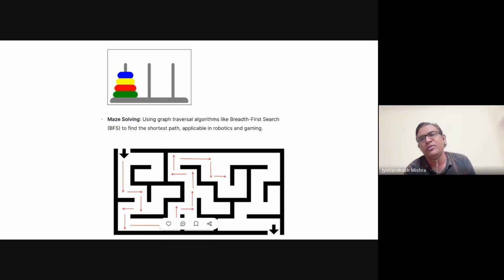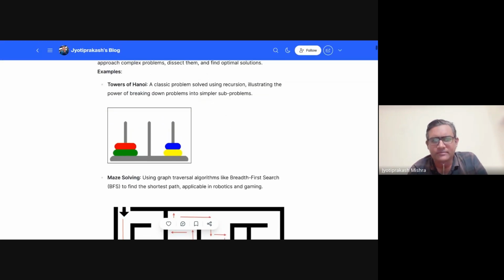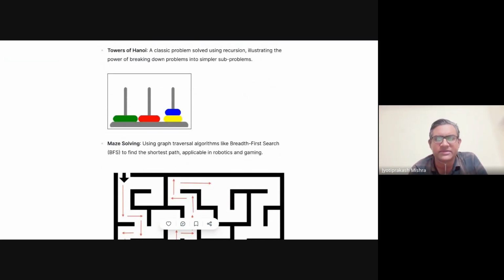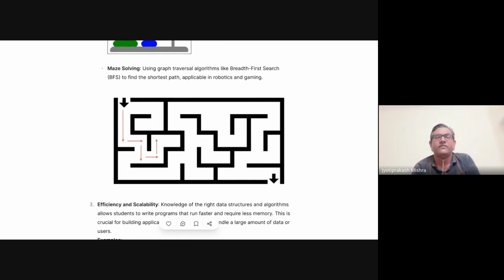But how will you be able to do that unless you have the basic skills required for solving these kinds of things, right? And look at this maze solving. Let's just say you are, who is that guy, Abhimanyu, right? Who was lost in the Chakravyu.